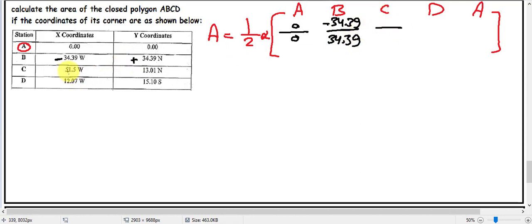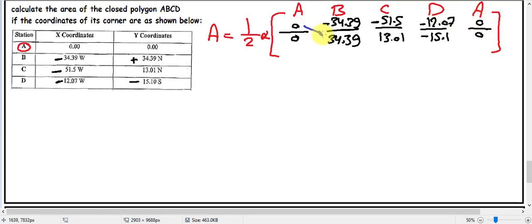Point C here, 51.5 to the west. To the west means minus. So here, minus 51.5. And here, 13.01 to the north. To the north is positive. Here, point D. To the west is minus and to the south is also minus. So point D, negative 12.07. And here, minus 15.1. And the coordinates of point A are 0, 0.